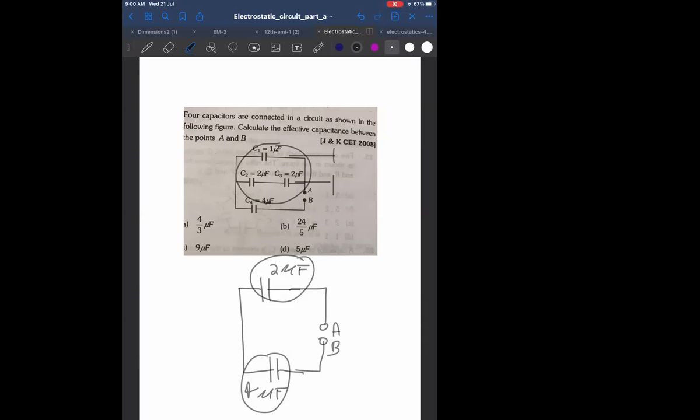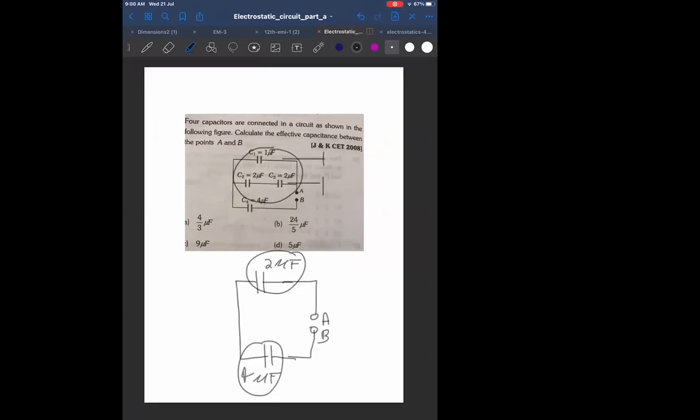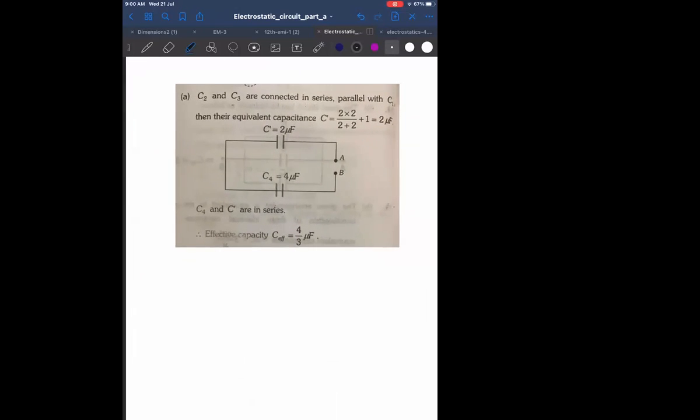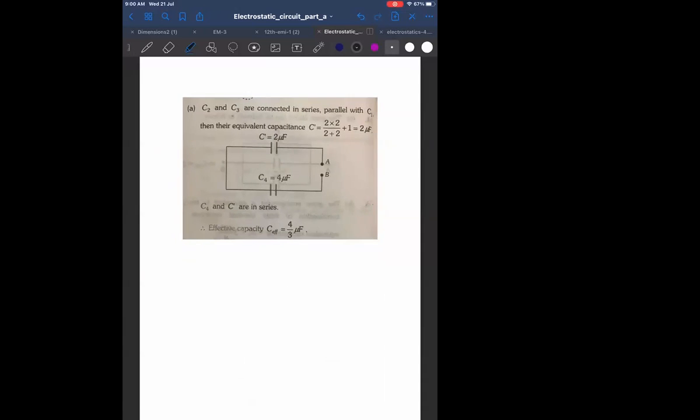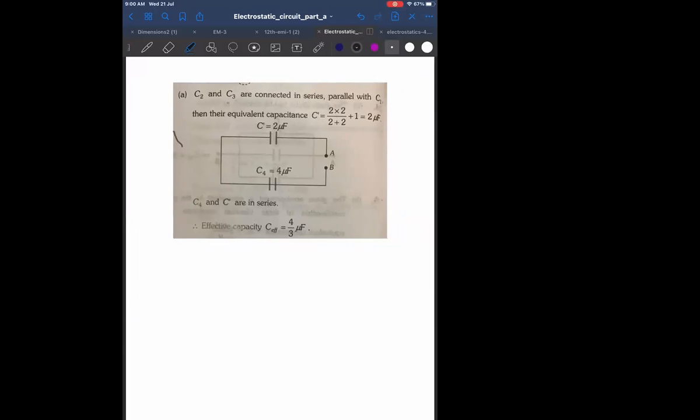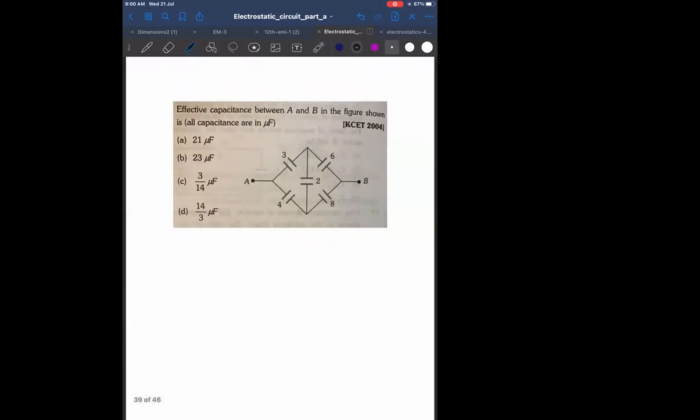Yes, sir. Check the answer. Tell me if you have understood it. Yes, sir. Start solving this.